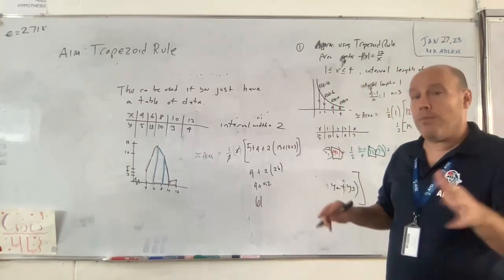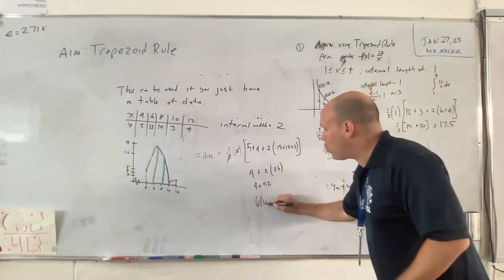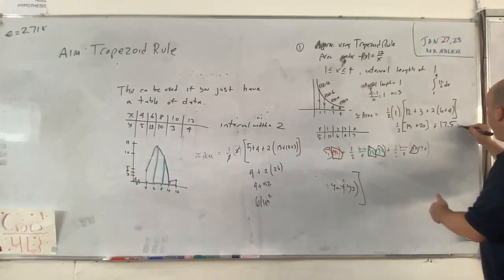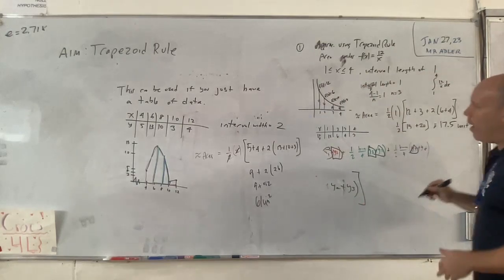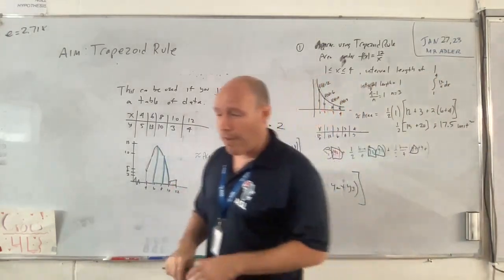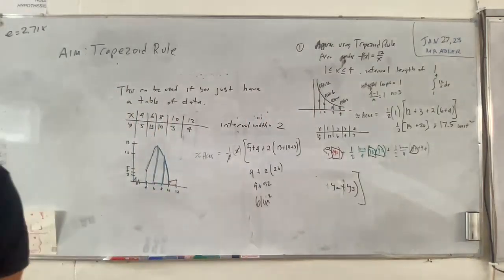Generally, pay attention to what the units are. So it's unit squared. Yeah, once again, it's an approximation, but it's close. Helps us find the area. The last example I took from the book.